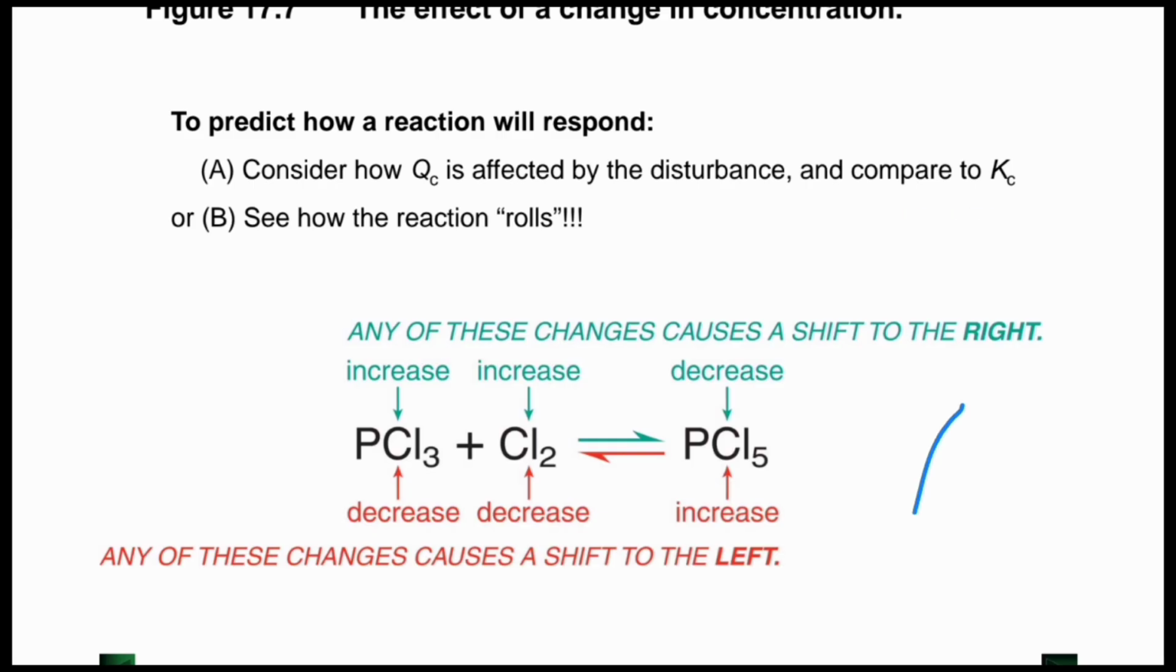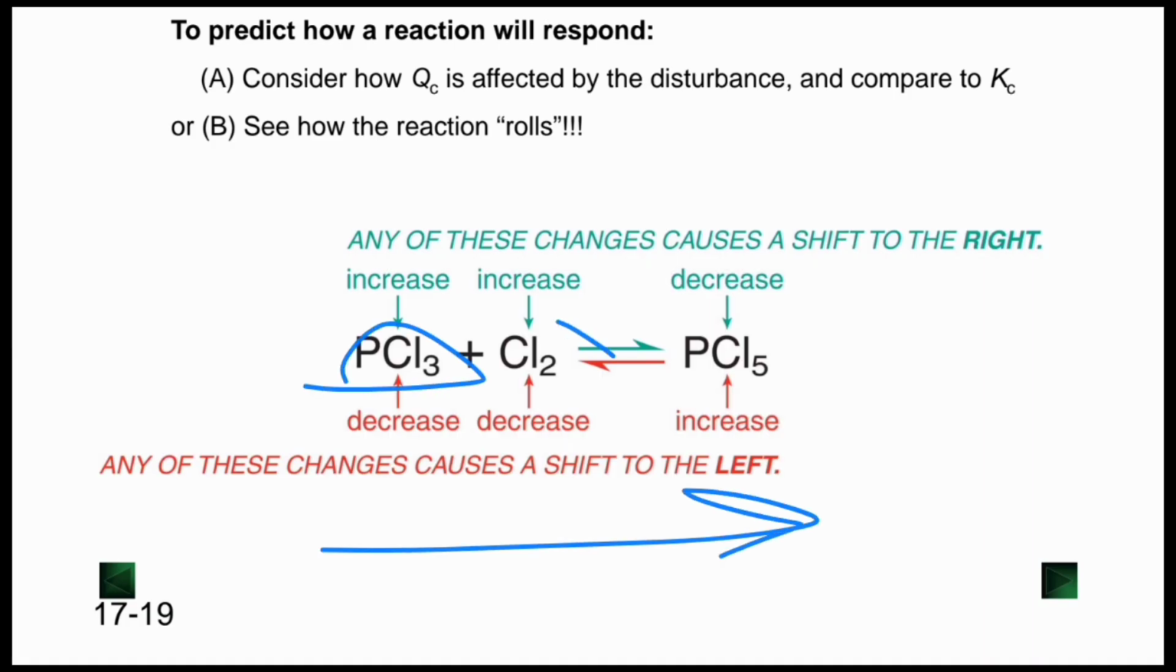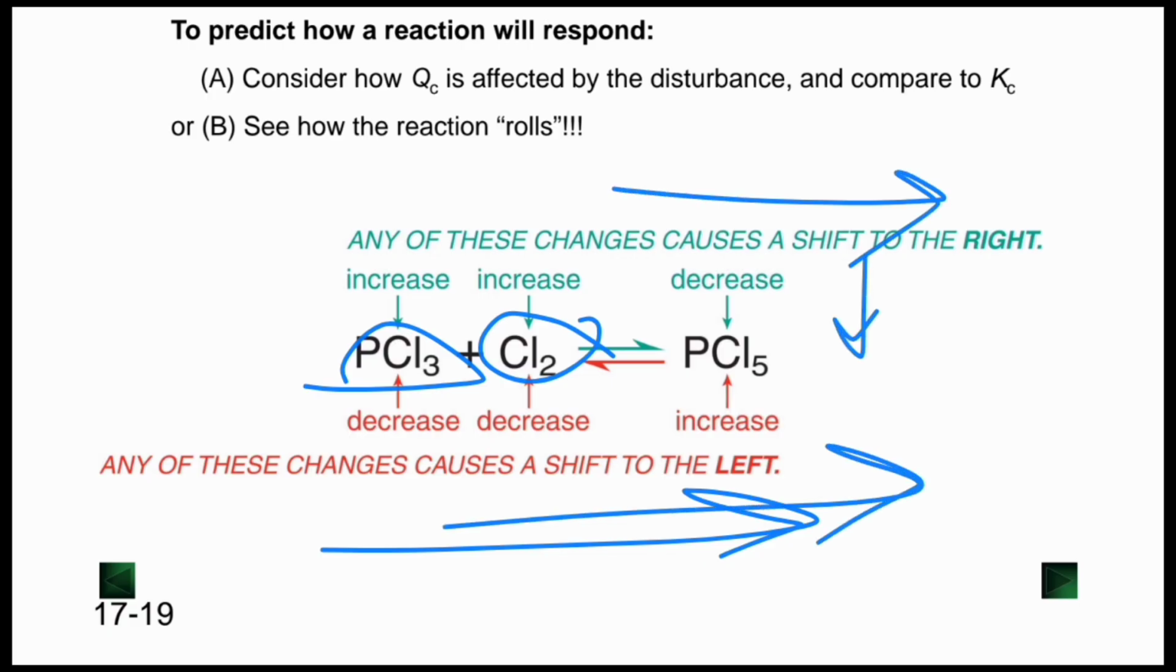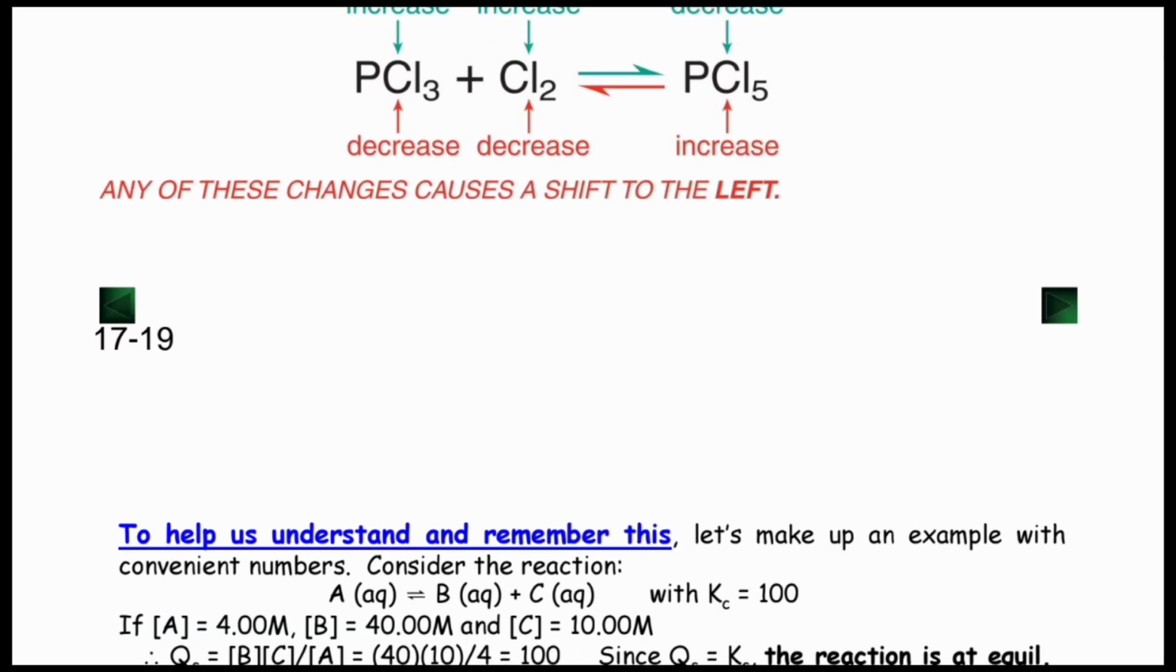Any of these changes cause a shift. If we increase this PCl3, the reaction moves forward. If we increase this, the reaction moves forward. If we decrease this, the reaction moves forward, okay. And if we decrease this, the reaction moves reverse. And if we decrease this, the reaction moves reverse. And if we increase this one, the reaction also moves backward.